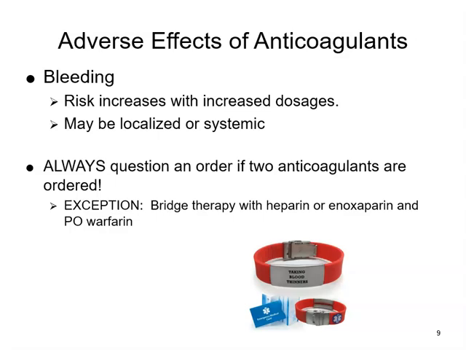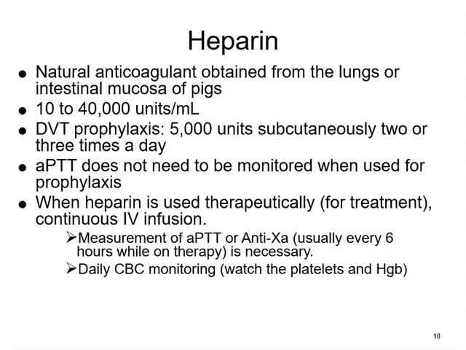So basically we would stop the bridge therapy, or stop the subcutaneous heparin or low molecular weight heparin, once the INR, which is the lab used to monitor warfarin, is above 2. All right, so heparin is one of the more common medications for anticoagulation. It is used both prophylactically, subcutaneously, and also used intravenously for therapeutic treatment of embolism and clotting.